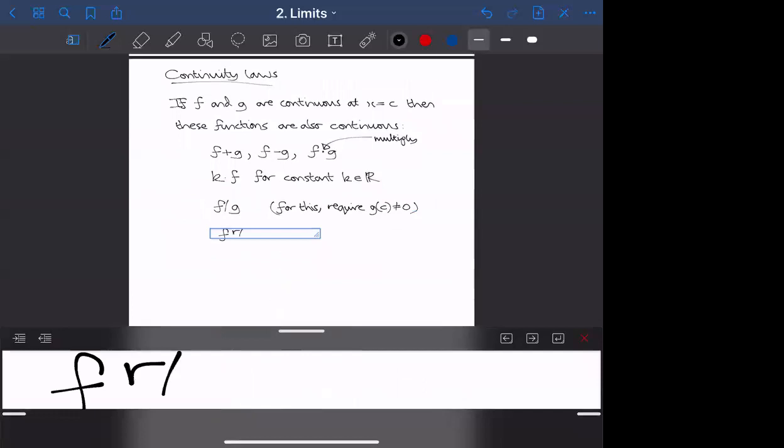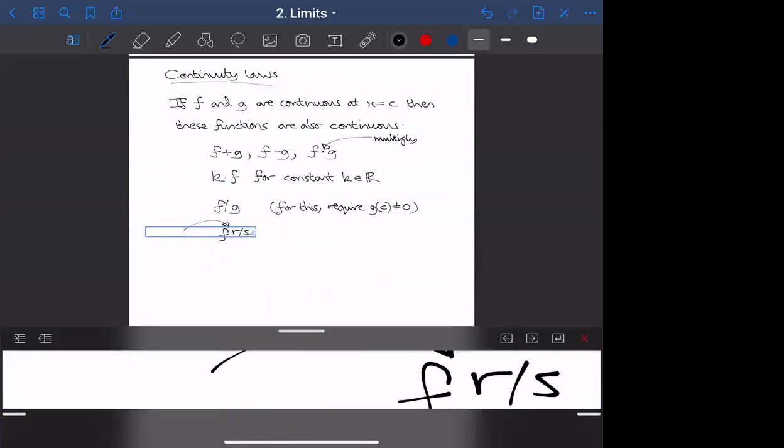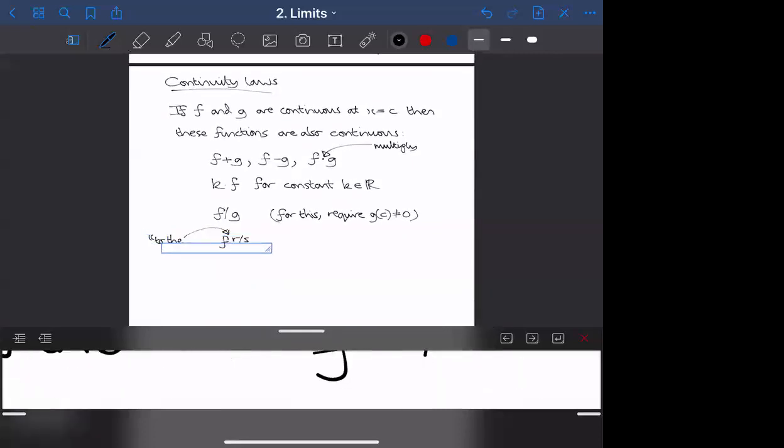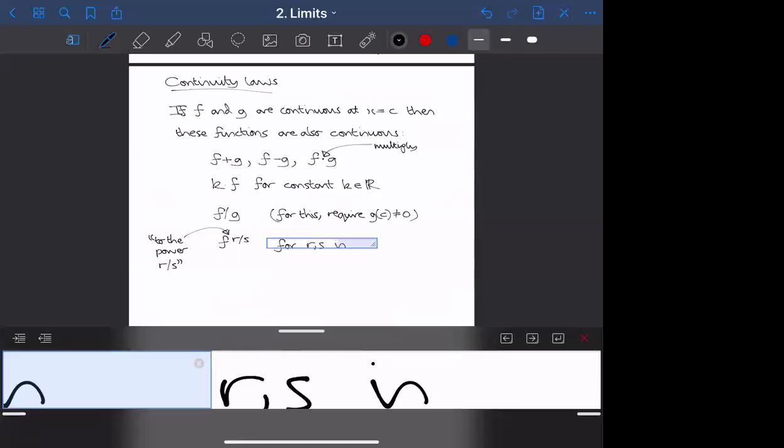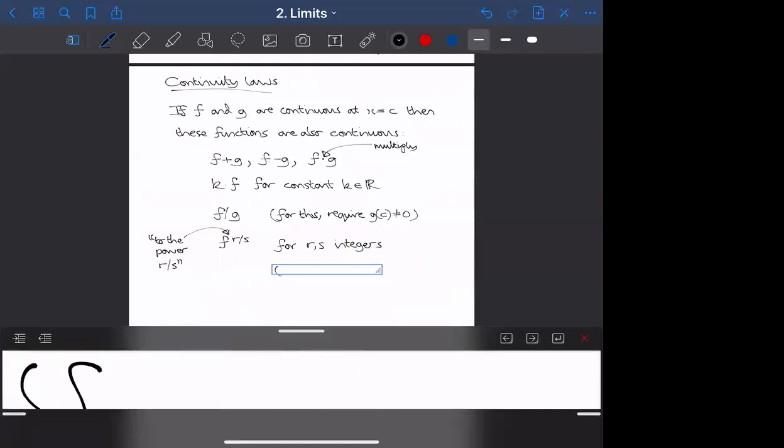Okay, and now, just finally, f to the power r over s, where r and s are integers. Okay, and for this I also need some condition.